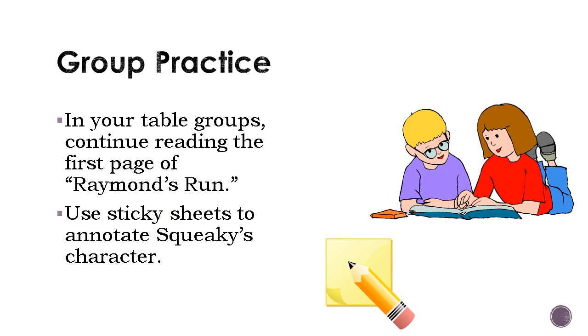You guys are going to be brilliant rock stars at analyzing characters. Now in your table groups, I want you to continue reading the first page of Raymond's Run. Use the sticky sheet to help you annotate Squeaky's character. Don't forget to think back to our famous acronym. You got it, STEAL.